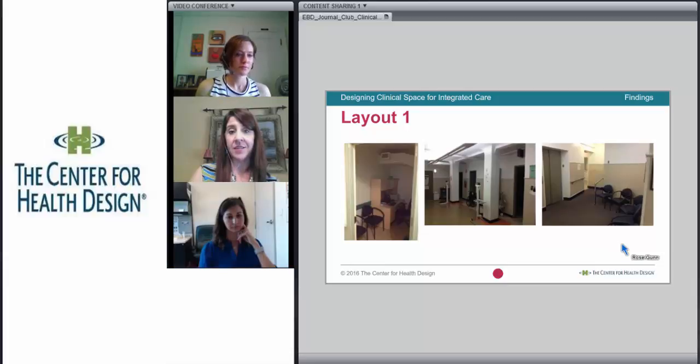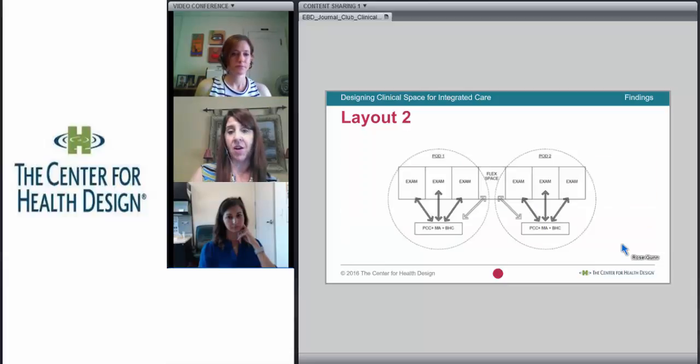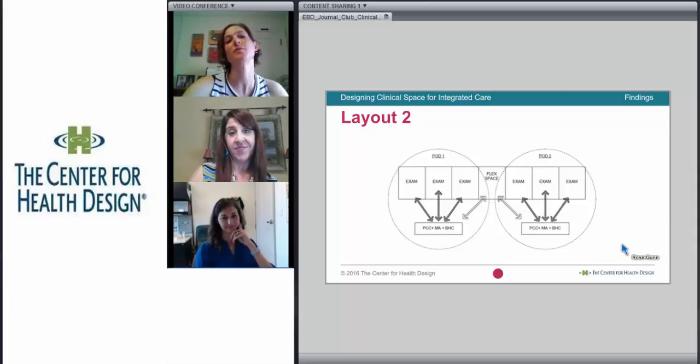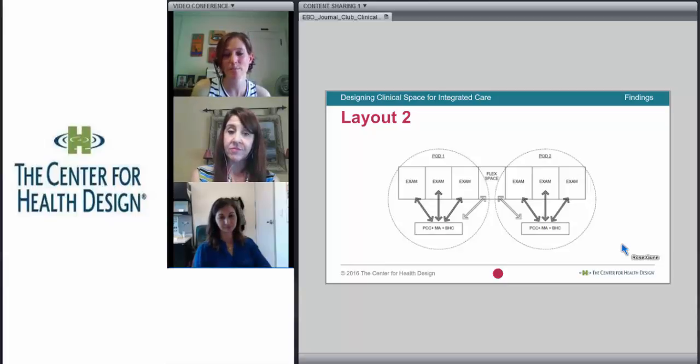So I guess then the layout too is on the other end of the spectrum from that, right? It's much more open, absolutely. Sorry, Sheila, I didn't mean to interrupt. No, go ahead. So layout 2 is a little different, as you can see here. You'll see that the primary care clinicians, MAs, and the behavioral health clinicians are all located in one pod, and they see patients in exam rooms right here. That's considered one pod.